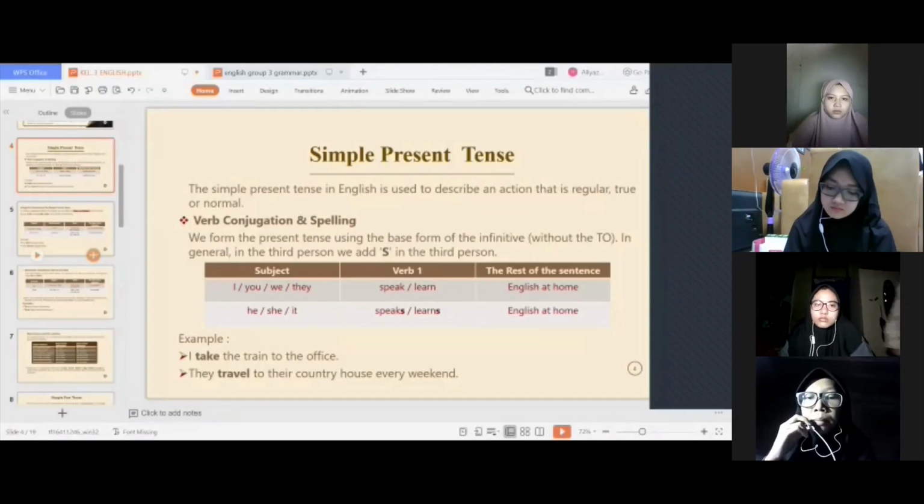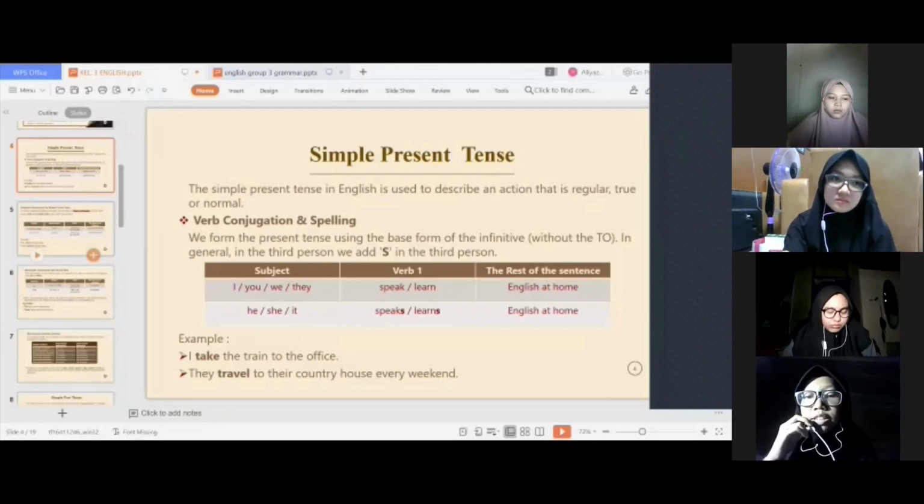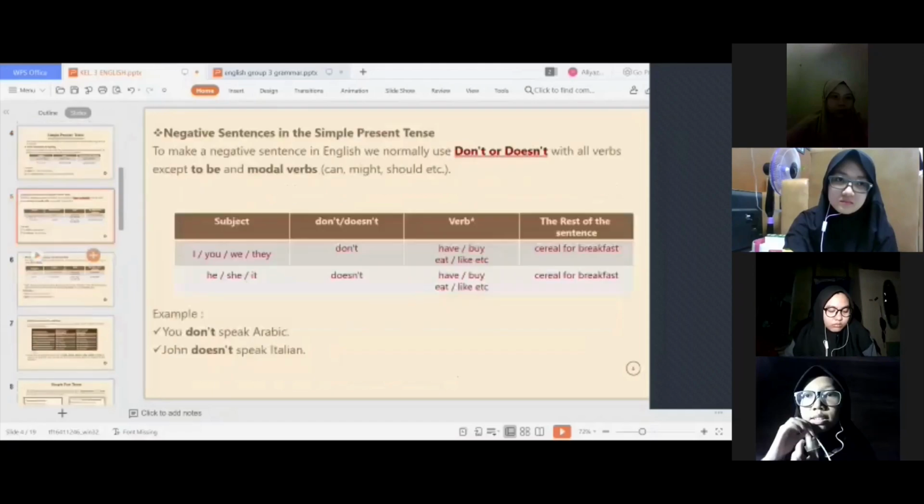Another example. I take the train to the office. Subject is I. Verb 1 is take. The train to the office is the rest of the sentence. They travel to their country house every weekend. Subject is they. Verb 1 is travel. To their country house every weekend is the rest of the sentence. Next.